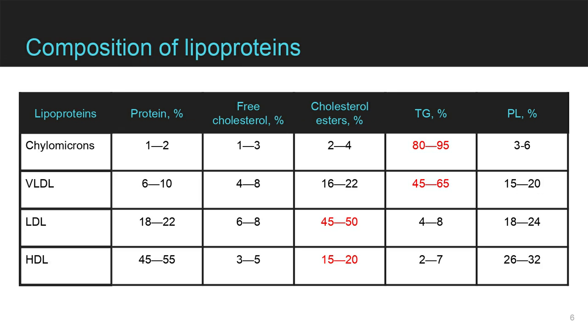According to the composition of lipoproteins, we can divide them according to the concentration of protein, free cholesterol, cholesterol esters, triglycerols, and phospholipids. These distinctions are based on the main function of these lipoproteins. Very low density lipoproteins and chylomicrons transport triglycerols. So this is a form of transport of these types of lipids. Low density lipoproteins transport cholesterol esters, and high density lipoproteins transport cholesterol esters from peripheral tissues to liver. So this is the main idea. All right.